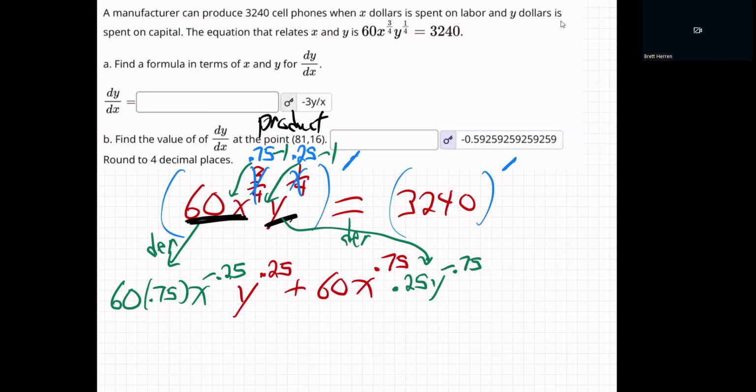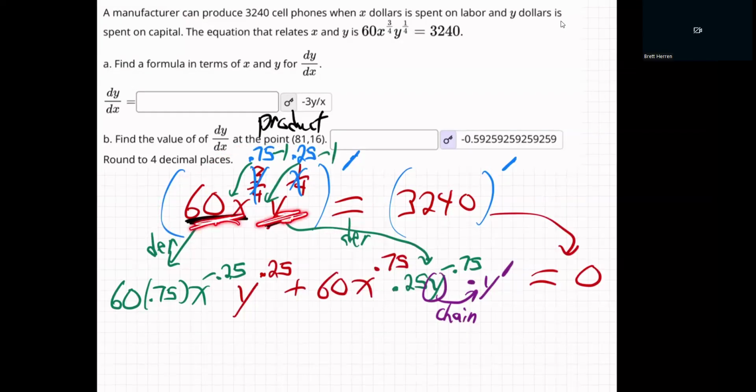But that's not all. Times y prime because of the chain rule. He's always there. And that equals 0, because the derivative of a constant number is 0. So do you see what happened right there? Again, this is two functions multiplied, 60x to the 0.75 and y to the 0.25. I take turns: the derivative of the 60x one first, the y doesn't change. Then the x one doesn't change, and it's the y's turn. The 0.25 comes down, subtract 1. But since the inside is not a simple x, it's a y, the chain rule says multiply by y prime.